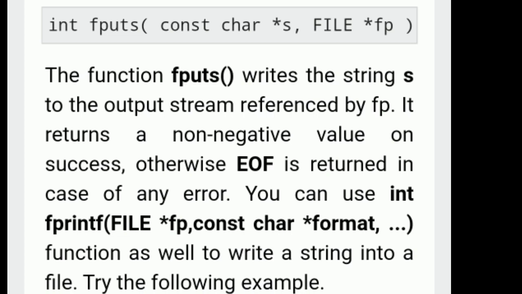What is the w+? Based on previous knowledge, w+ opens a text file for both reading and writing. It truncates the file to 0 length if it exists, otherwise it creates a file if it does not exist.